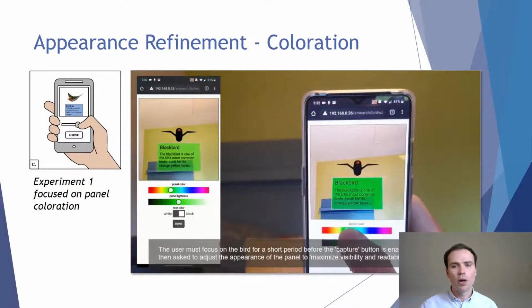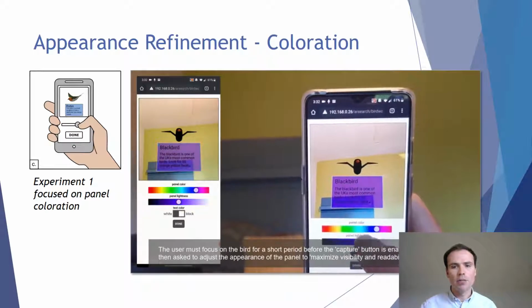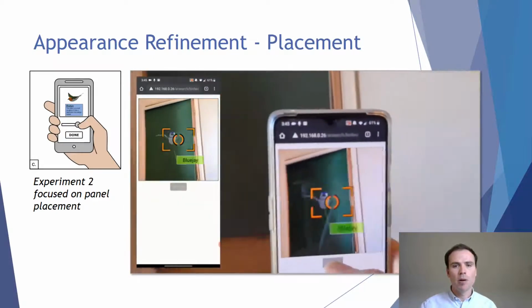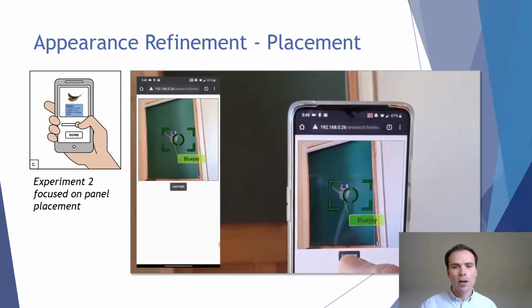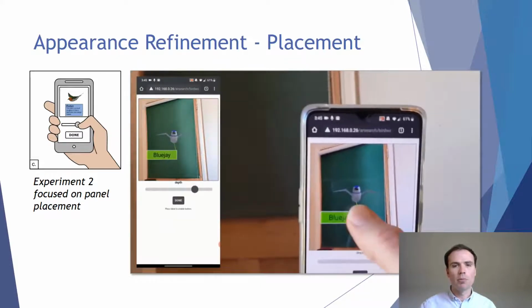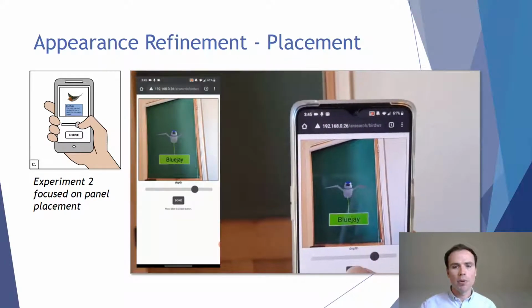In the paper, we describe 2 different experiments examining different aspects of text content appearance. Experiment 1 focused on panel coloration. Once the image was captured, participants were instructed to adjust the appearance of the text panel with the instruction to maximize visibility and readability of the text. Experiment 2 focused on panel placement. After capturing the image, participants were instructed to choose where the text panel should be placed. They could do this by tapping on the image.